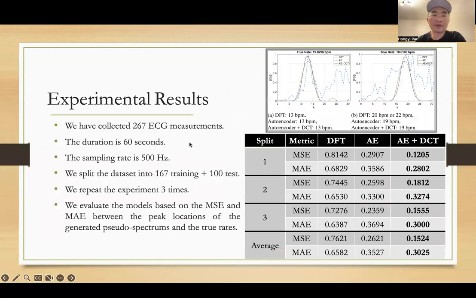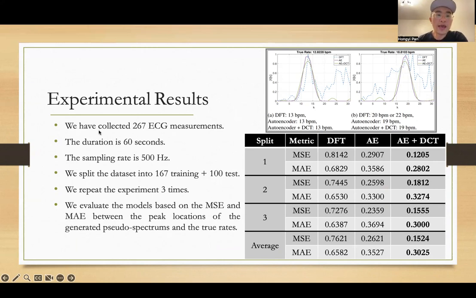So here's the experimental part of this work. You can see that the dashed curve is the first 32 entries of the DFT spectrum, and our AE, which is the autoencoder, and AE with DCT, which is the autoencoder plus the DCT layer, can reconstruct the spectrum as a single pseudo Gaussian plot. So this one is more clear. You can see that we get a very good reconstruction.